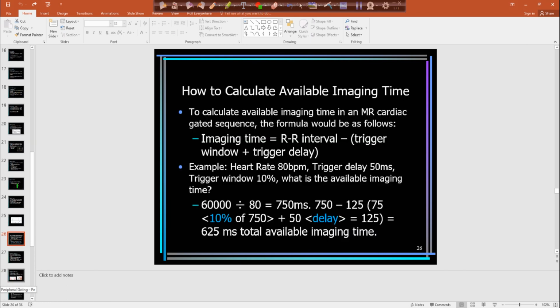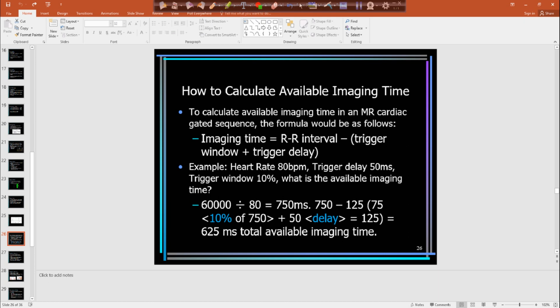All right, so now we need to calculate our available imaging time, and we have some problems to work through. To calculate our available imaging time in an MR cardiac gated sequence, this is the formula. The available imaging time equals the R to R interval, which is our effective TR, minus, in parentheses, the trigger window plus the trigger delay. Those are our safeguards: trigger window and trigger delay.